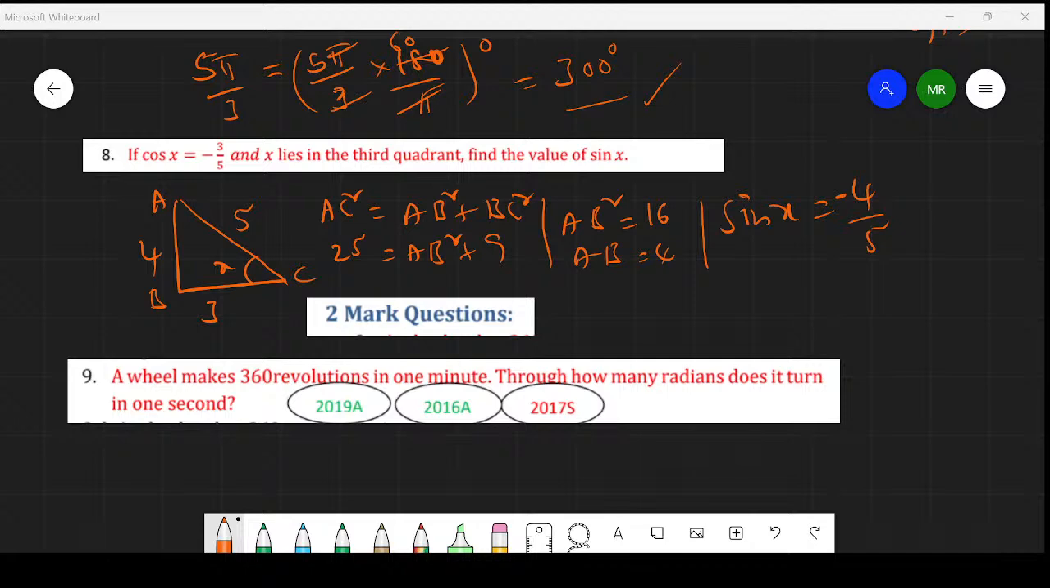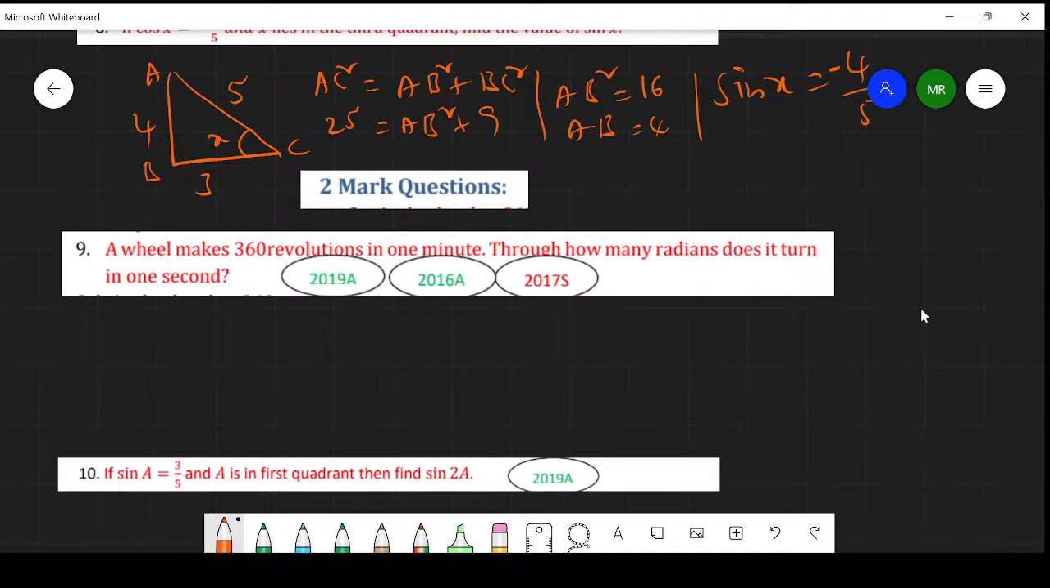Now see the next 2 marks problem. A wheel makes 360 revolutions in 1 minute. Through how many radians does it turn in 1 second? They are given that. Now you can see here, a wheel makes 360 revolutions in 1 minute. Through how many radians does it turn in 1 second?